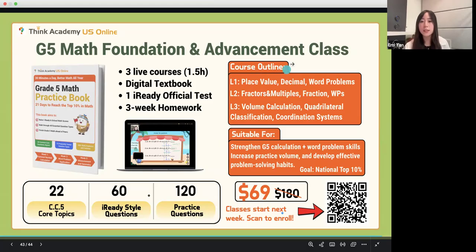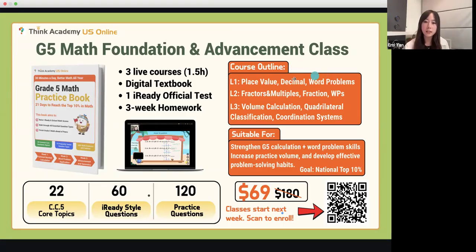And what is the course outline? So in lesson 1, we're going to talk about place value, decimals, and word problems. And then in lesson 2, we're going to talk about factors, multiples, fractions, and word problems as well. And when we get to lesson 3, we're going to talk about volume calculation, quadrilateral classification, and coordinate systems.